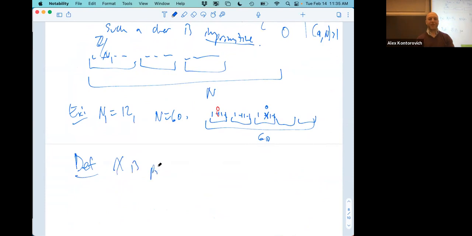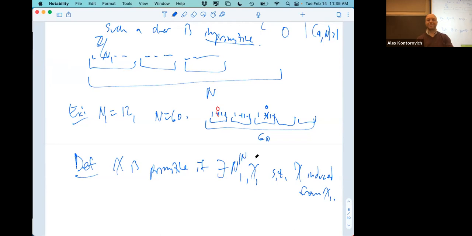Chi is primitive if there does not exist an n1 and chi1 such that chi is induced from chi1. It's like primes. A number is prime if there aren't two numbers that multiply into it. Prime and primitive, it's defined by what it's not.